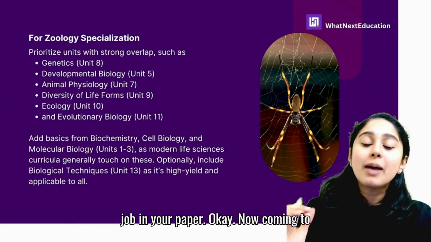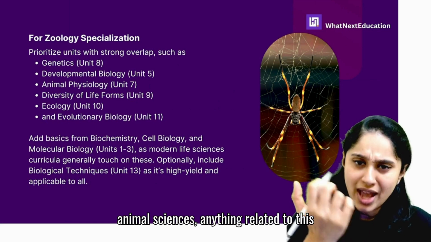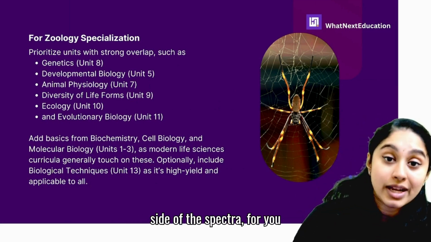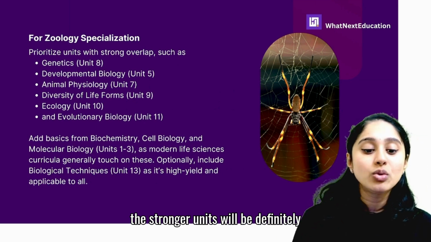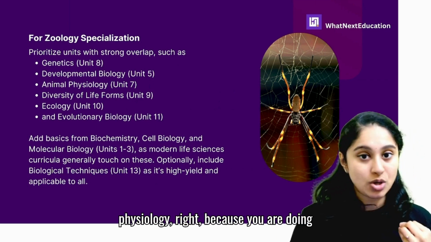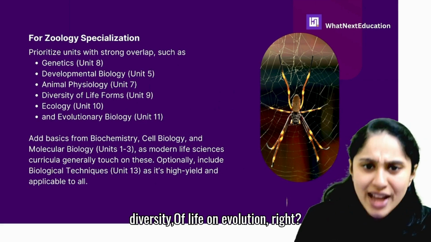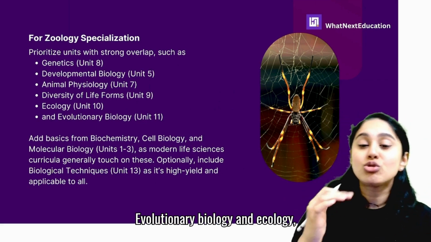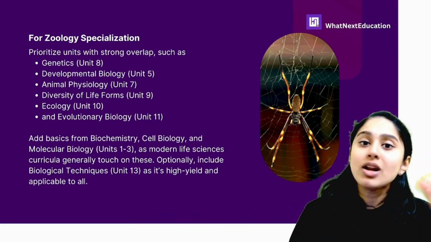Okay, now coming to those who are into zoology specialization, those who are doing animal sciences, anything related to this side of the spectrum, for you the stronger units will definitely be developmental biology, animal physiology, right? Because you're doing animal sciences. Apart from that, diversity of life forms, evolution, right? Evolutionary biology and ecology, all of these things would be your strengths.